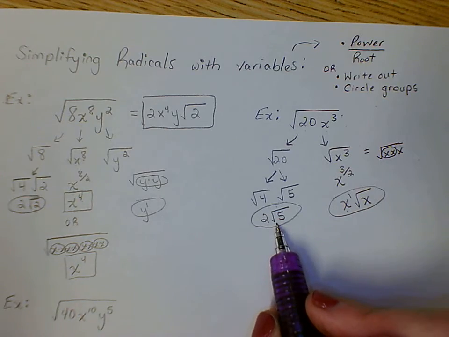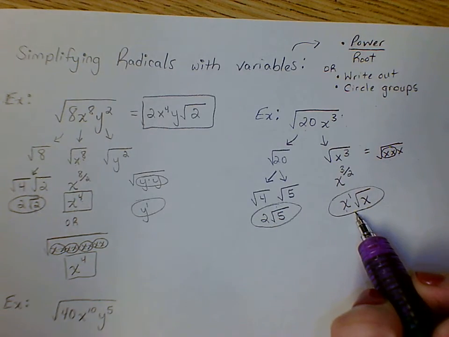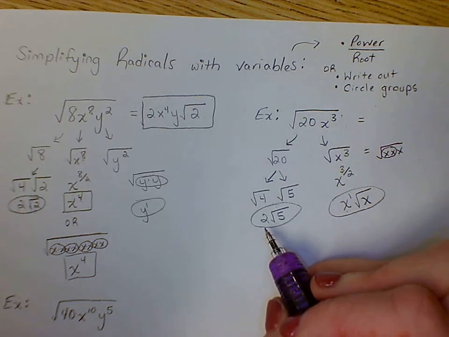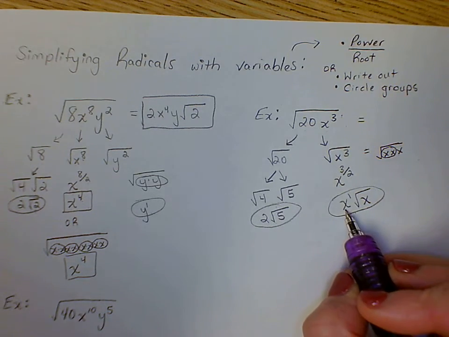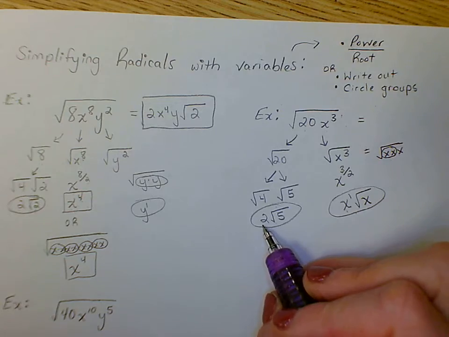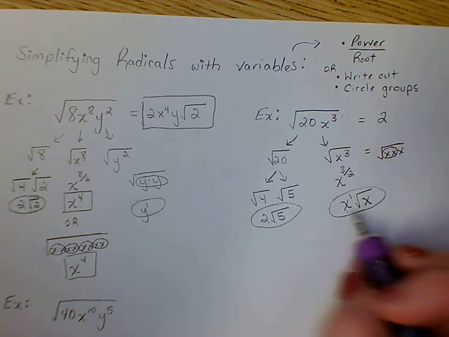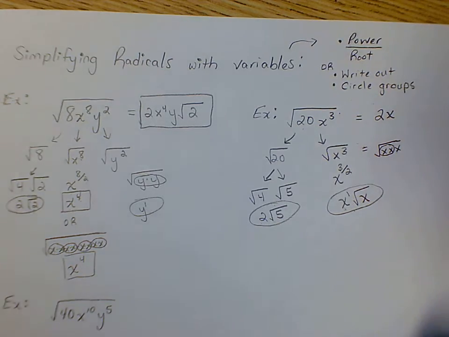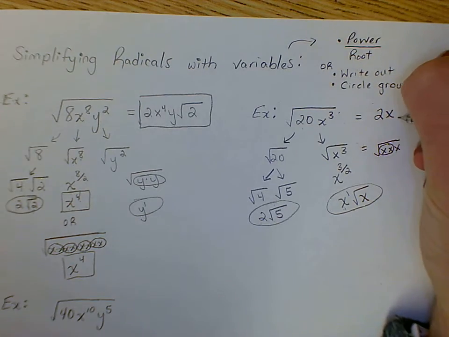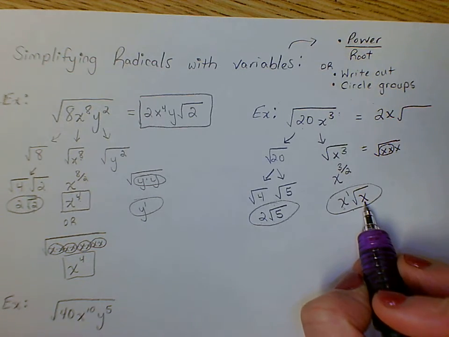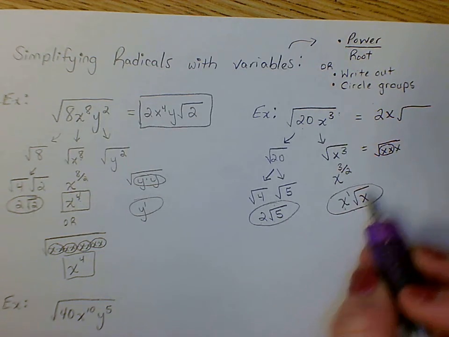So here's part of my answer. This would be the other part. And then you just put them together. So to put it together to get my final answer, you take the outside numbers or the outside stuff and put it together. So I've got the 2, and then that x to the first is outside, so it goes outside of the radical. And then, like I said before, anything that was left underneath the radical you put together, and you kind of put it at the end.